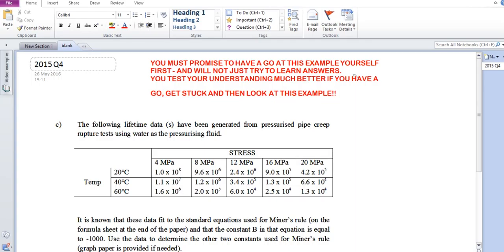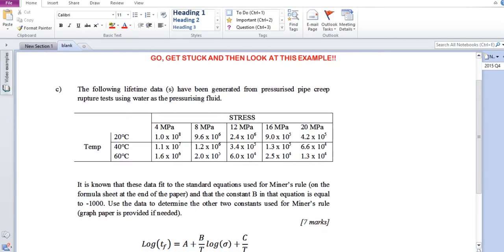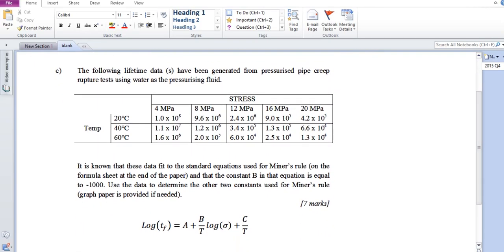Hello, this is question 4 from 2015. This is part C. The other parts are in the model answers on the Blackboard system and are descriptive rather than numeric. This one relates to lifetime data and Miner's rule, which is a way of trying to predict the lifetime of polymer systems under load, particularly pressurized pipe systems.